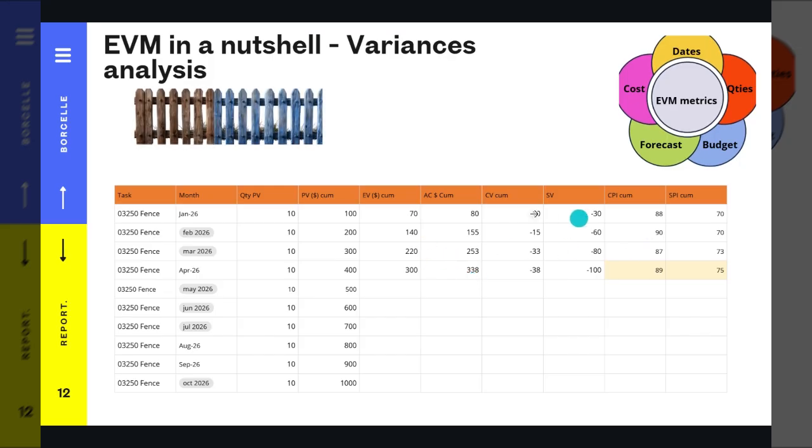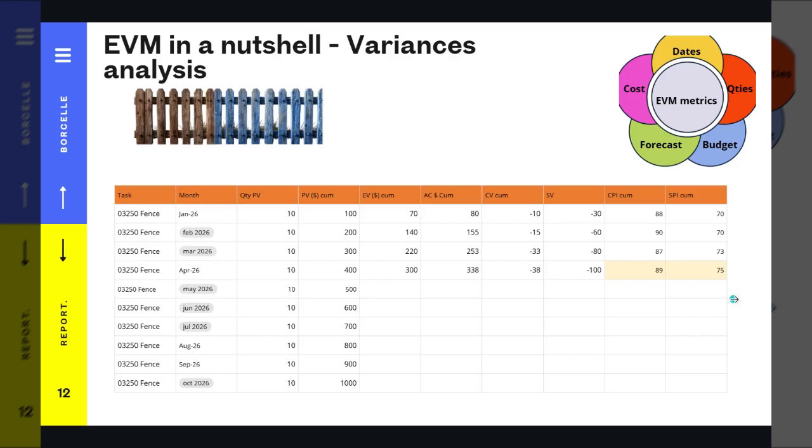So let's get back to our variance analysis. Cost variance, earned value minus actual cost. We have installed $300 worth of fence, and we should have been installing 400, and the cost for installing those 300 is $338. So the cost variance is minus 38. So we are overspending. Our CPI is 0.89. In terms of the SPI, we have installed 300 when we should have 400, so it means 75% or 0.75, and we got a schedule variance of minus 100.